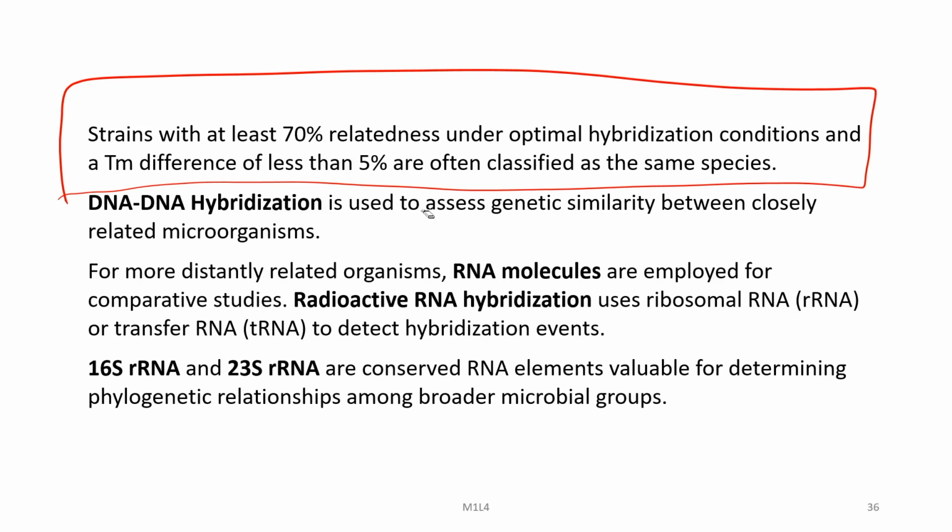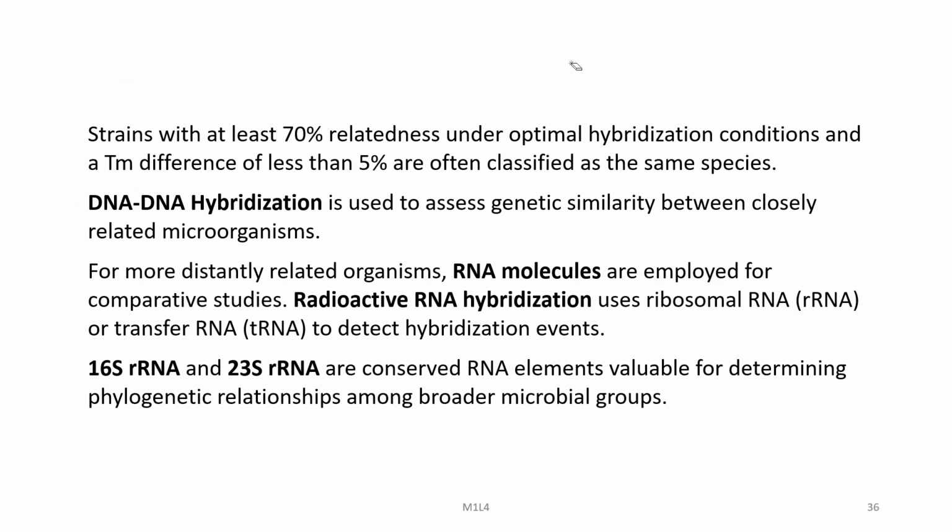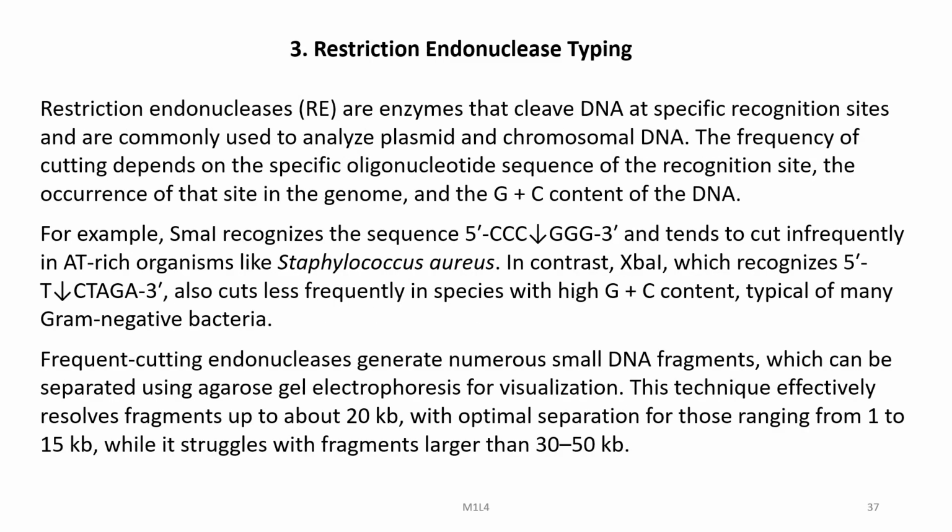DNA hybridization is used to assess genetic similarity between closely related microorganisms. For more distantly related organisms, RNA molecules are employed for comparative studies. Radioactive RNA hybridization uses ribosomal RNA or transfer RNA to detect hybridization events. 16S rRNA and 23S rRNA are conserved RNA elements which are available for determining phylogenetic relationship among broader microbial groups.